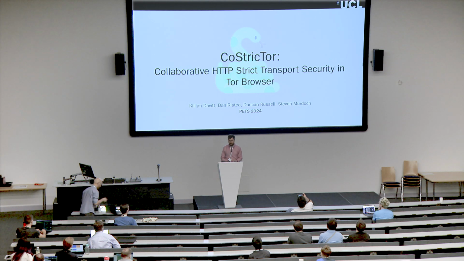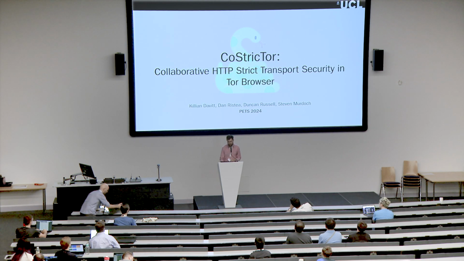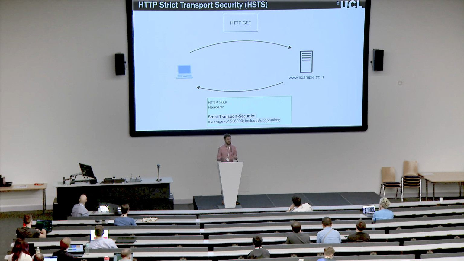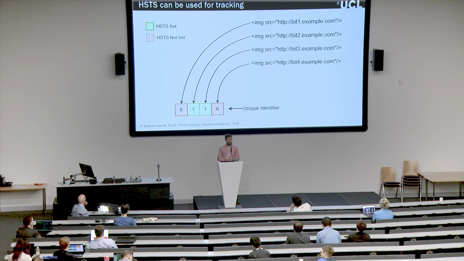Everyone, I'm Killian, and I'll be talking about our protocol CoStricTor, which is about providing HSTS for Tor browser. This is work I did with my colleagues Dan, Duncan, and Stephen. So HSTS, you may or may not know what it is. It's an HTTP header that a web server can set on your browser locally, and it says basically whenever you subsequently visit this website, you should only connect via HTTPS. Don't allow any insecure connections, and this is obviously great for avoiding man-in-the-middle attacks and SSL downgrade attacks and things like this. But one issue is that it can be used for tracking.